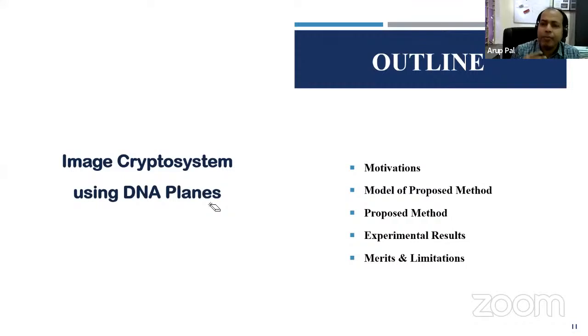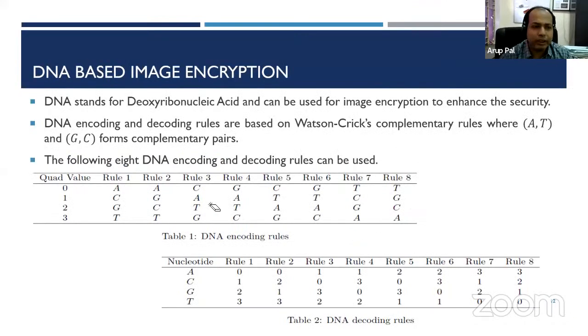That means instead of applying the crypto system, enciphering the whole image directly, we decompose the image into different planes, and those planes are nothing but the DNA planes. Thereafter we apply our algorithms to encipher this particular content. Okay, so let's see how this works.